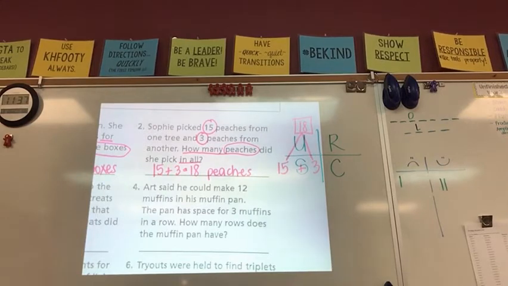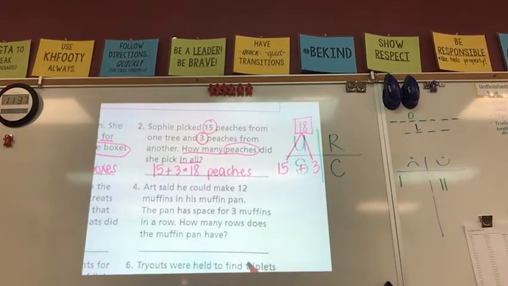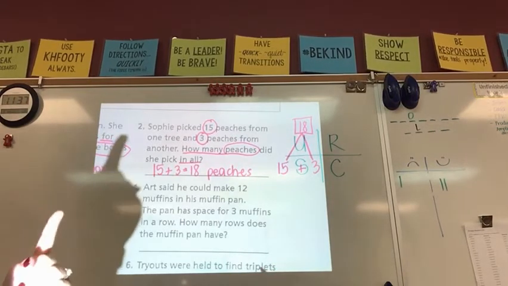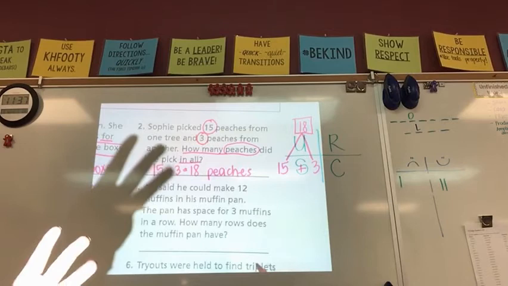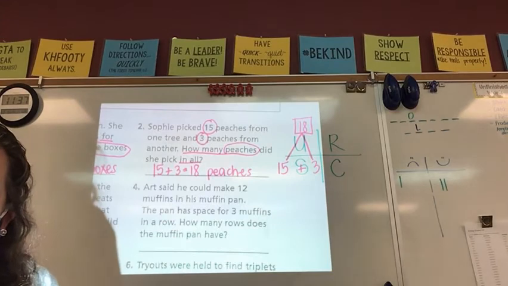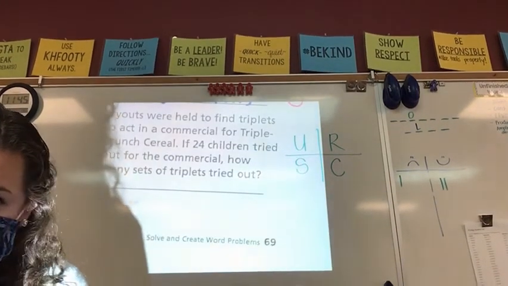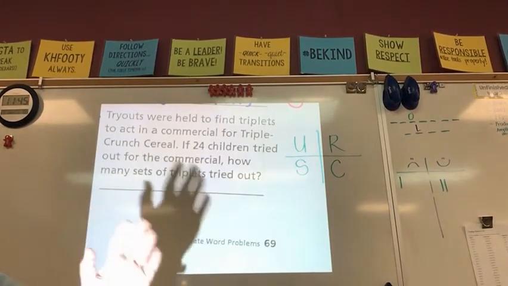label. Art said he could make 12 muffins in his muffin pan. That sounds like a total. The pan has space for 3 muffins in a row. How many rows does the muffin pan have? I would like to see a picture, an equation, an answer, and a label. Good luck. Online friends, this is going to be on your slides today. Okay, this is your next problem that I want you to try all by yourself. Your board should be erased, your desk should be cleared.